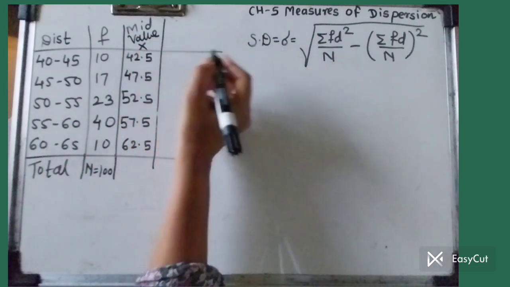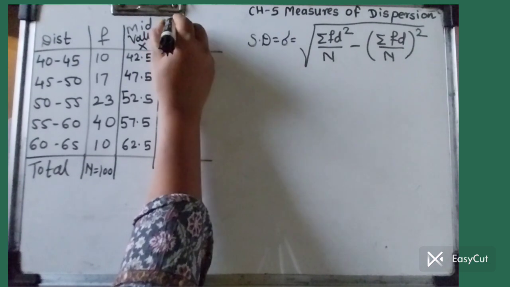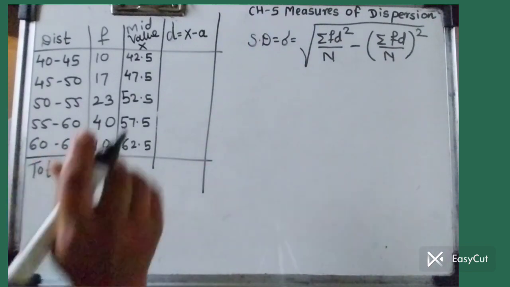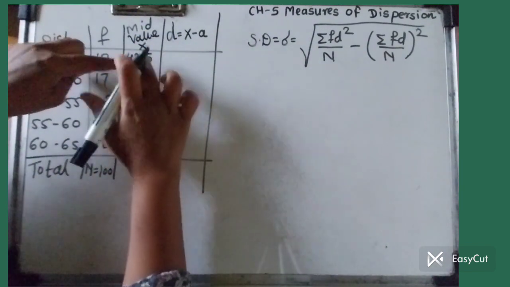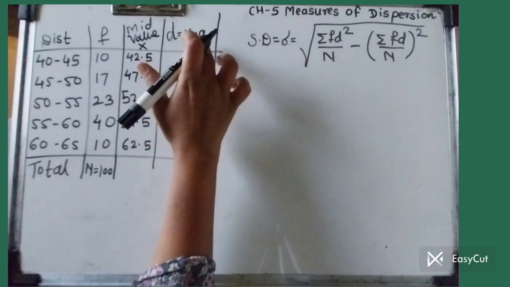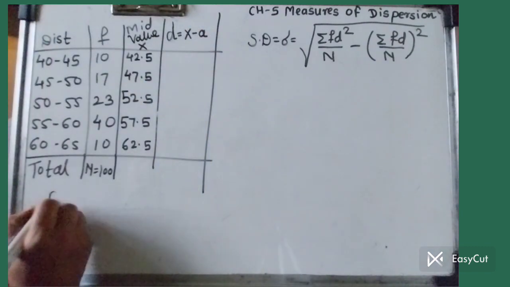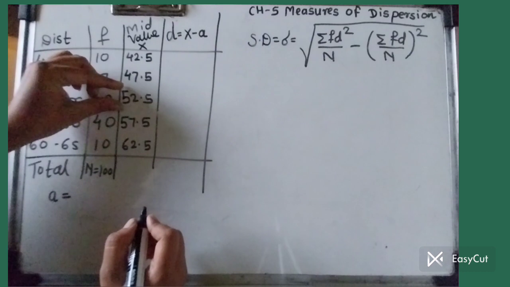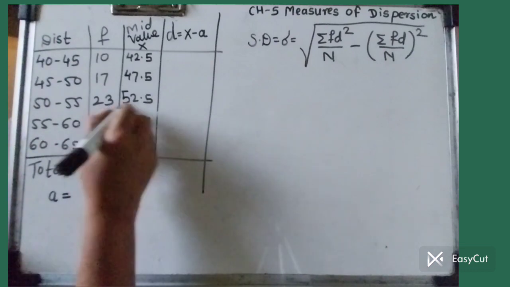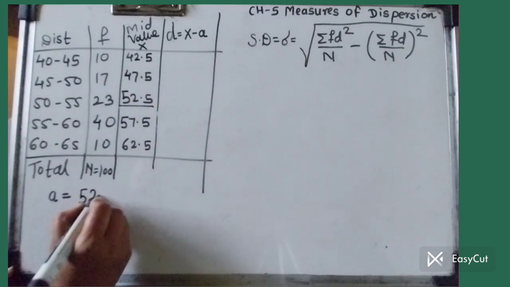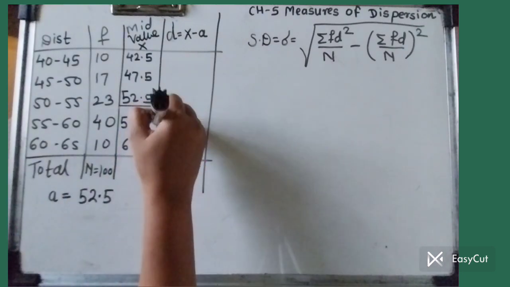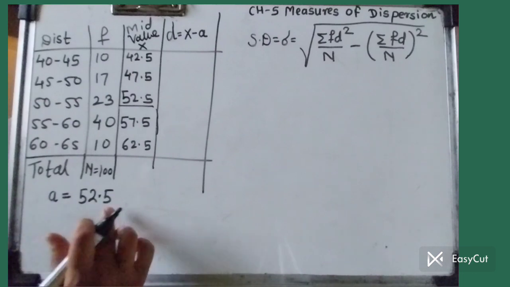Next is D, the deviation. How to find D? D equals x minus a. X is this column, 42.5. What we have to do here is decide a, the assumed mean. What is the assumed mean? Just take the middle value of x. Leave these two values and take 52.5 as my a. We already studied the assumed mean, so I think all of you know this technique.